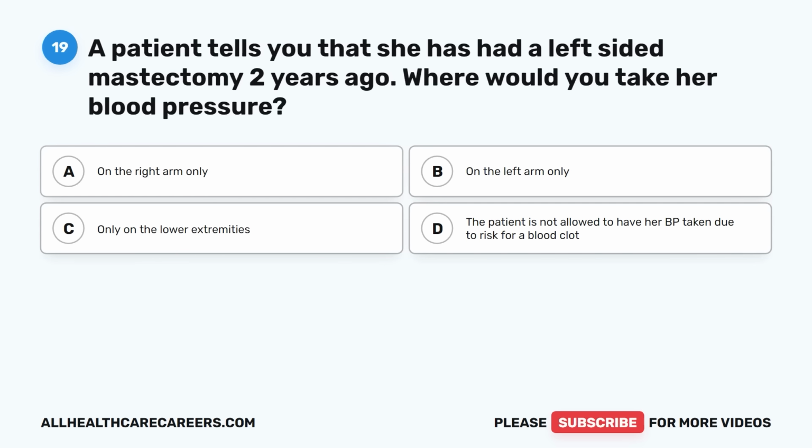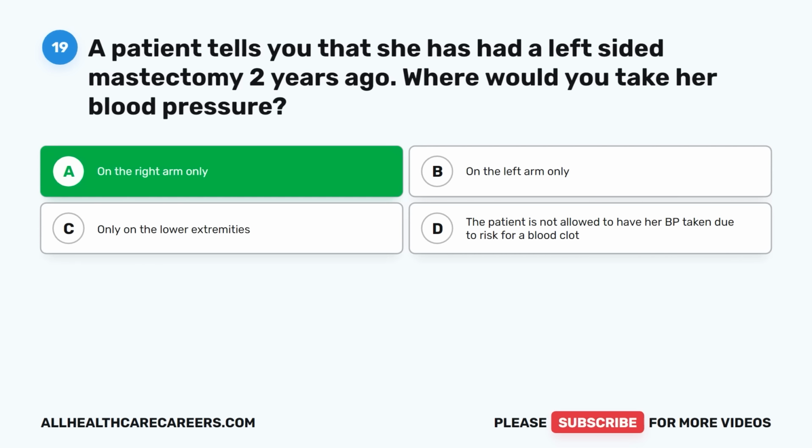Question 19. A patient tells you that she has had a left-sided mastectomy 2 years ago. Where would you take her blood pressure? A. On the right arm only. B. On the left arm only. C. Only on the lower extremities. D. The patient is not allowed to have her BP taken due to risk for a blood clot.